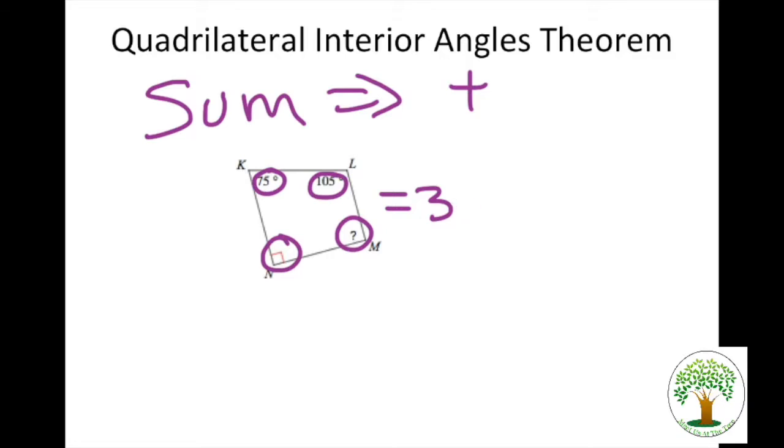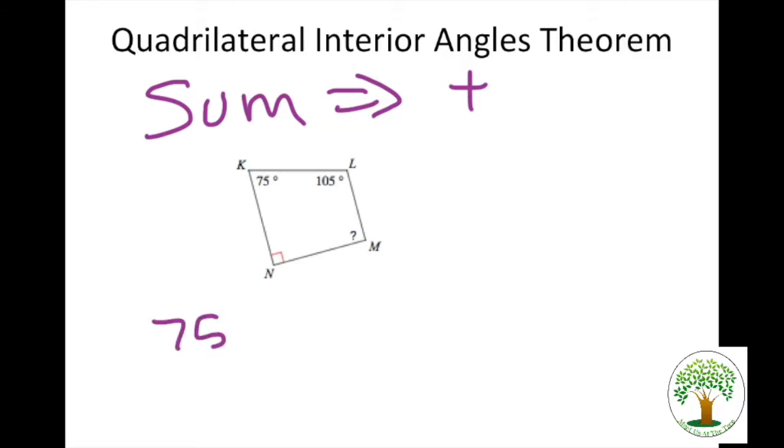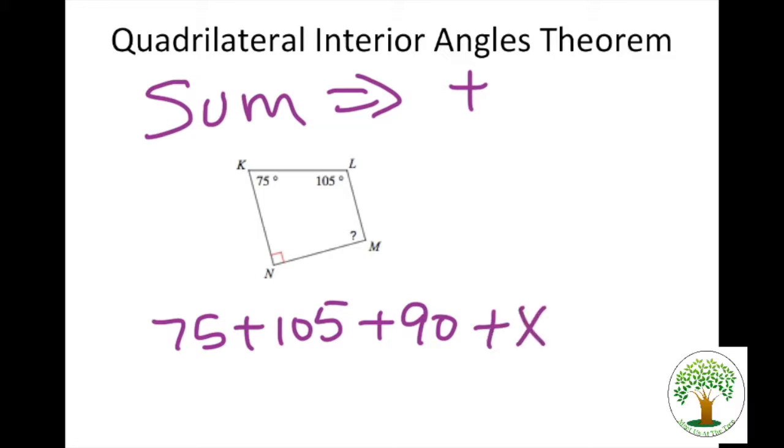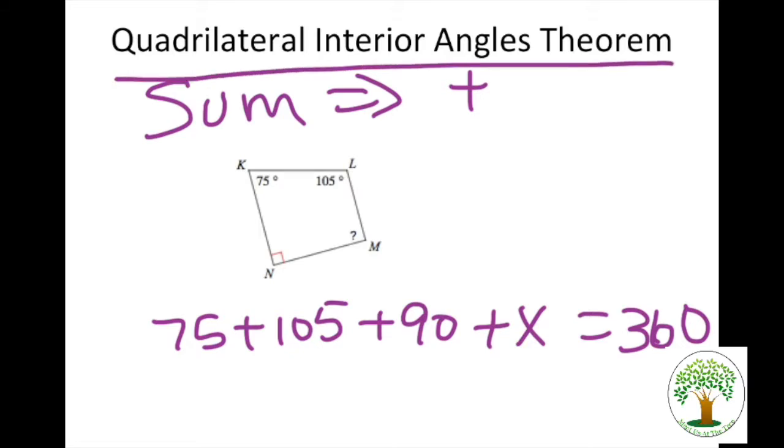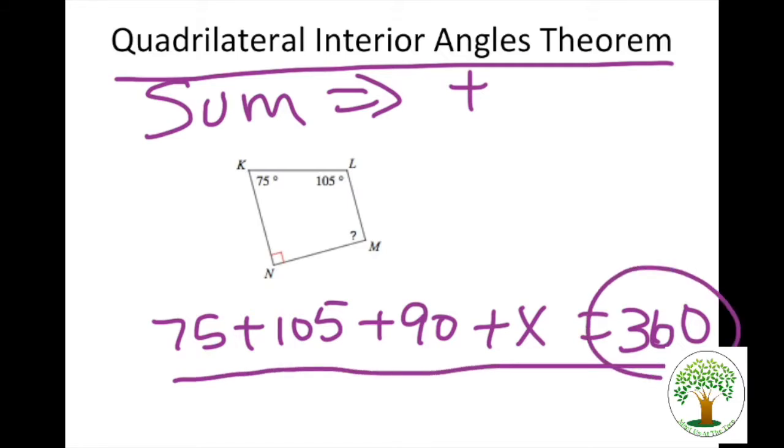So if we added all of those up, they would equal 360. So if I took the 75 and I added the 105 plus that 90 degrees right there, plus we'll call that x, that would equal 360. We won't solve this right now. We have other examples later that we're going to solve, but I just wanted you to understand that that quadrilateral interior angles theorem means that we take all those angles inside, add them up, and they equal 360.